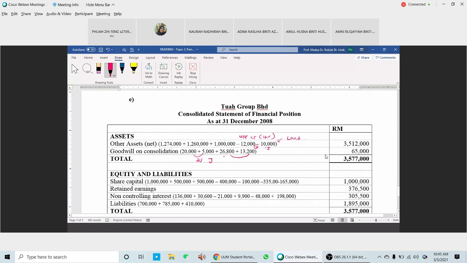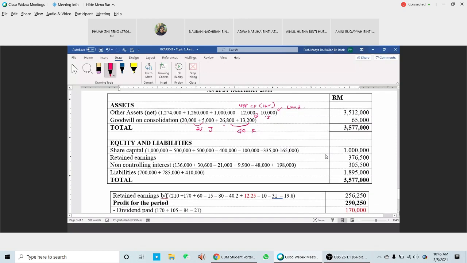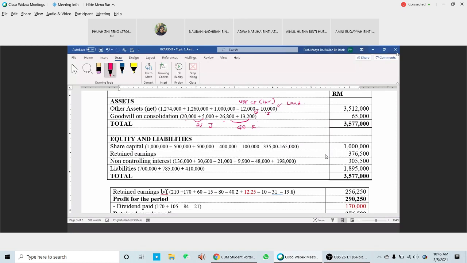For share capital, total up the three companies together. This 40 here is from Jebat, for parents, and this one is for NCI in Jebat. Then these two are for Kasturi. So journal entry number 1 here, this one is journal entry number 500 here, 100 is in number 8, this one is 335, number 10, and then 165 is number 2. So check all the journal entries.